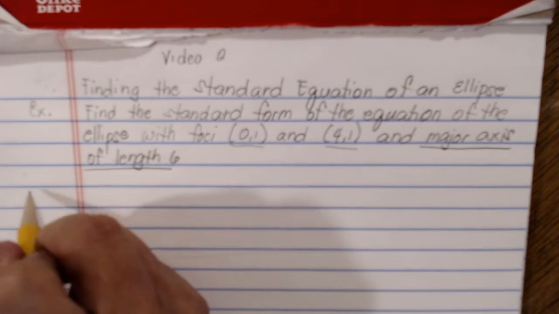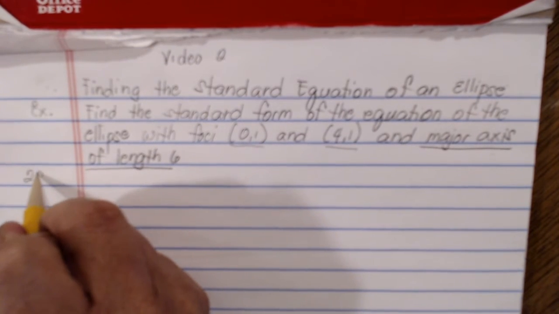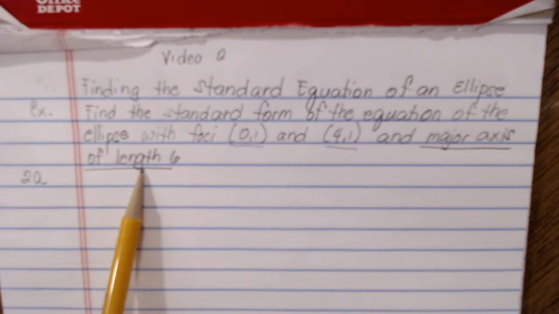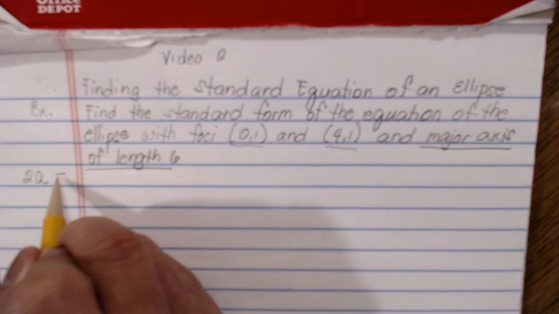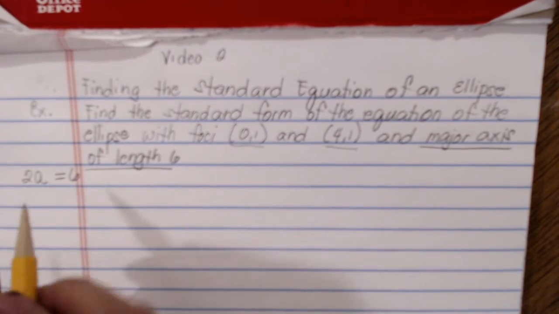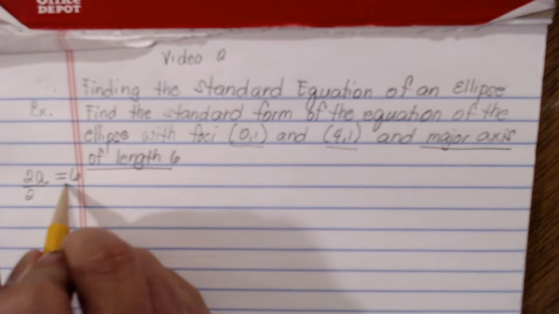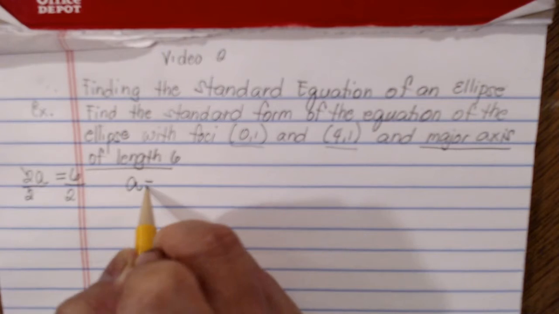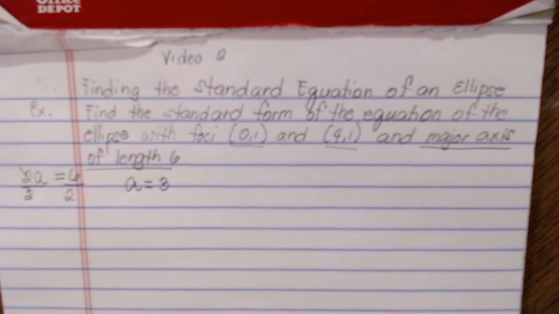Well, you know that 2A is the length of the major axis. They tell you that the length of the major axis is 6. So therefore, 2A equals 6. Now, solve for A. We'll divide both sides by 2. So your A is 3.